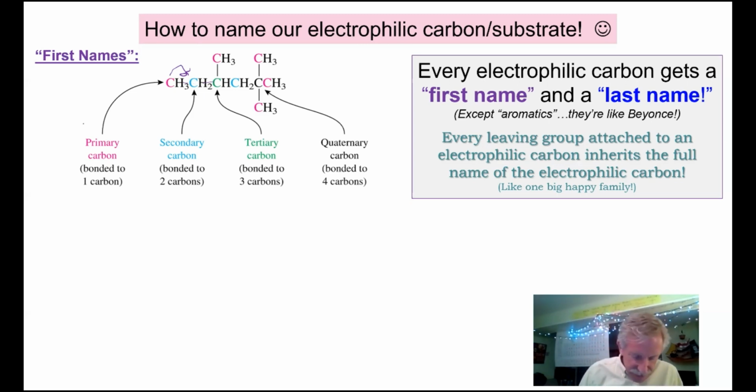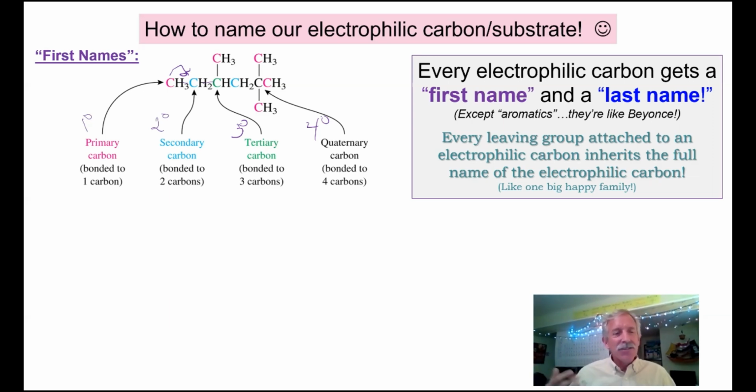And we can label these things by using these abbreviations: primary, secondary, tertiary, and quaternary, with little degree symbols by them. Not sure why they use degree symbols. This must be old-fashioned terminology. So every single electrophilic carbon will be one of these four possibilities: primary, secondary, tertiary, and quaternary. Unless it's aromatic, then it's Beyonce-like, just aromatic.